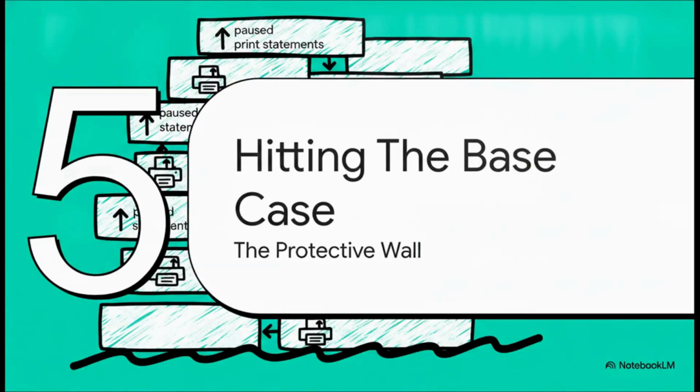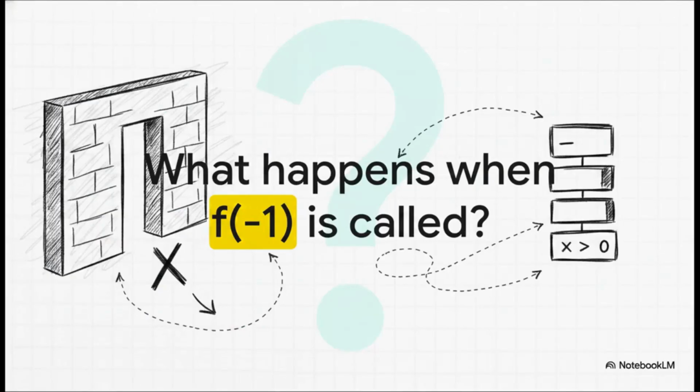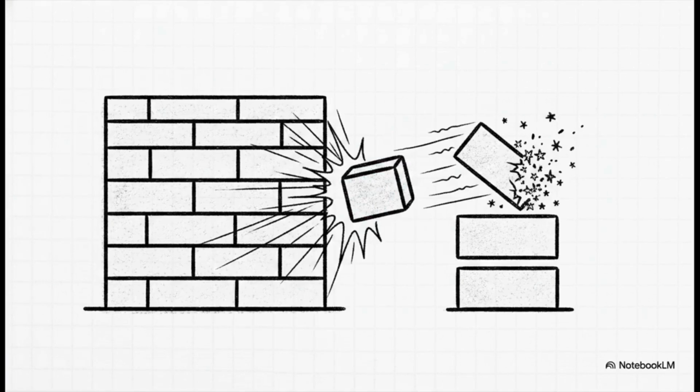Part 5, hitting the base case. All right, this is the defining moment right here. What exactly happens when f of negative 1 is called? Remember that protective wall we talked about earlier? Our base condition is checking if x is greater than 0, and well, negative 1 is definitely not greater than 0. Since that condition evaluates to false, boom, our safeguard kicks in. The loop terminates instantly. The program doesn't even try to execute the print or recursive steps for f of negative 1. Instead, that f of negative 1 stack frame is instantly popped. It's destroyed, completely removed from memory. And this is exactly how we avoid that dreaded stack overflow. By hitting this false condition, the stack finally stops growing.